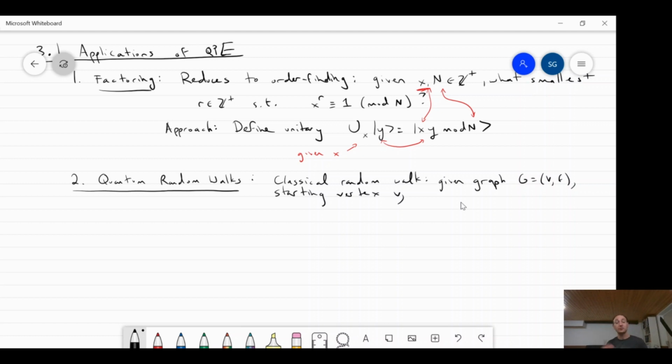Okay, and what you do is in each time step, you pick a random neighbor of your current vertex and you move there. Okay, maybe I should be clear that this is coming from the vertex set. In each time step, go to a random neighbor of your current vertex. Okay, so that's a classical random walk.